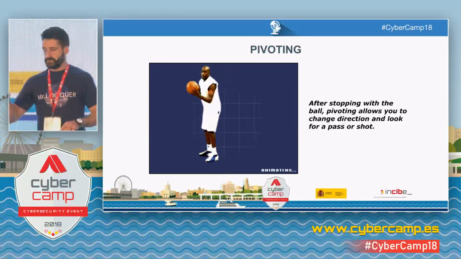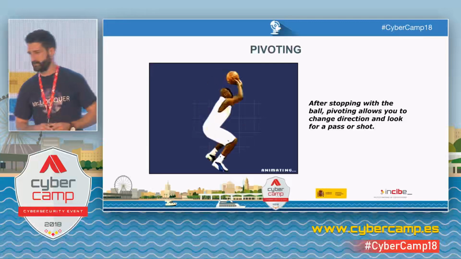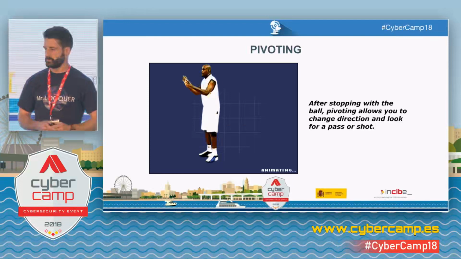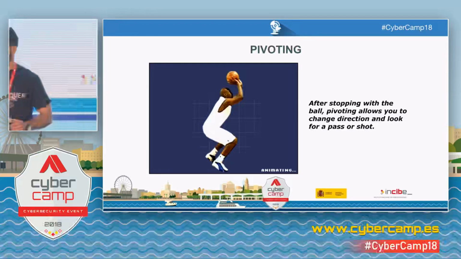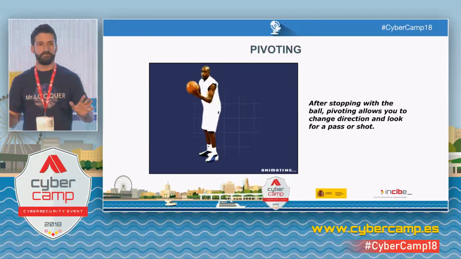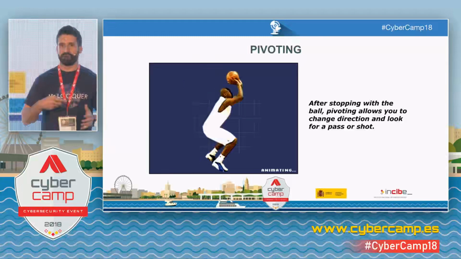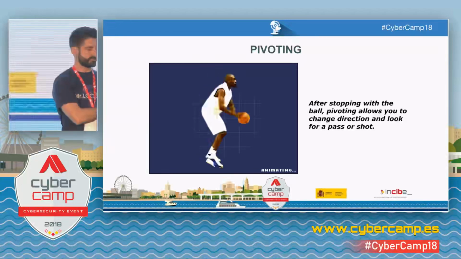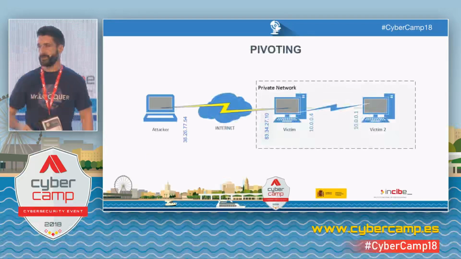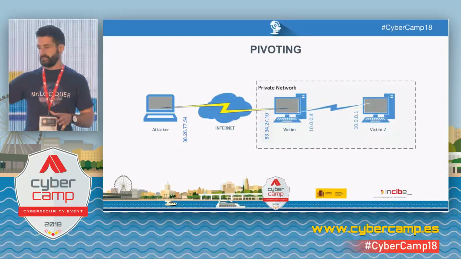Now, the concept of pivoting. So this is a definition from BBC about pivoting. After stopping with the ball, pivoting allows you to change direction and look for a pass or a shot. How can we translate that into the hacking world, or exploiting and post-exploiting time? Well, often it takes place like this.